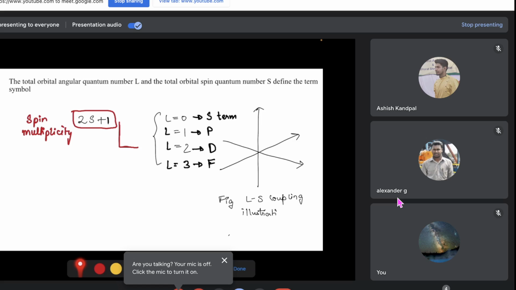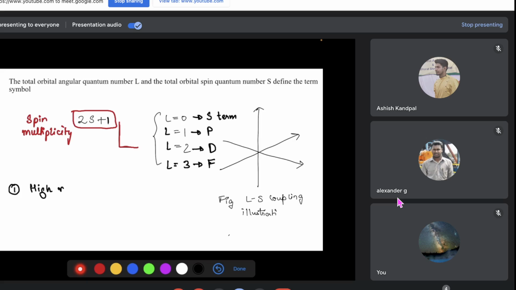Please note that each term symbol represents a discrete energy level, so we can place these levels in the correct order by using some rules. I will write it down: a high multiplicity value will give me low energy.